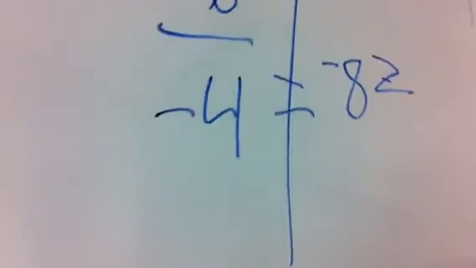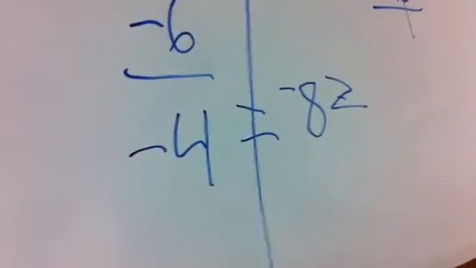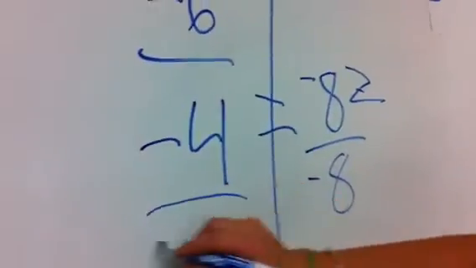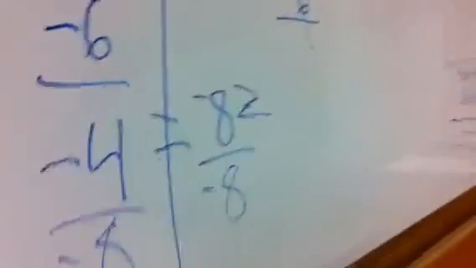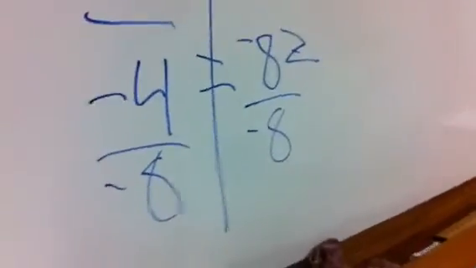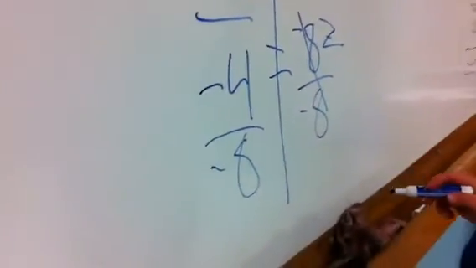What do we do to get rid of the 8 so we can have z by itself? We divide both sides by negative 8. Yes, we divide both sides by negative 8. Bravo. Hey, what happens when we divide two negative numbers? A negative divided by a negative means a positive. Yeah, positive.